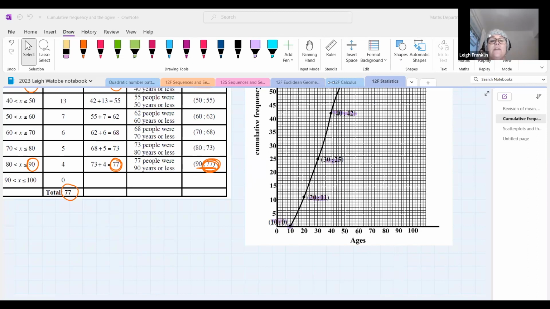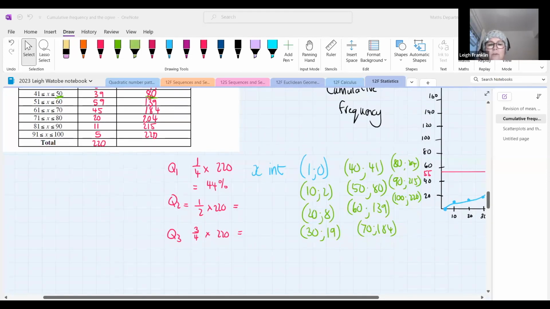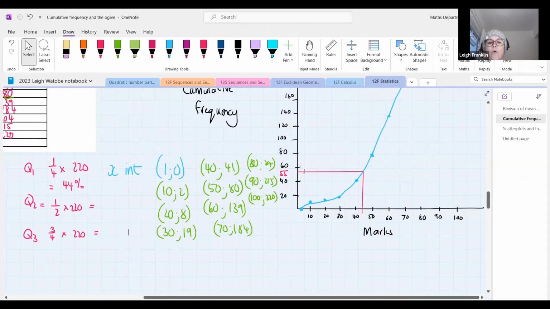What do you mean why we were plotting between 40 and 50? We're reading off. We found the position of our lower quartile. It's at a cumulative frequency of 55, and that corresponds with a mark between 40 and 50, about 44%. So you're reading off the graph.